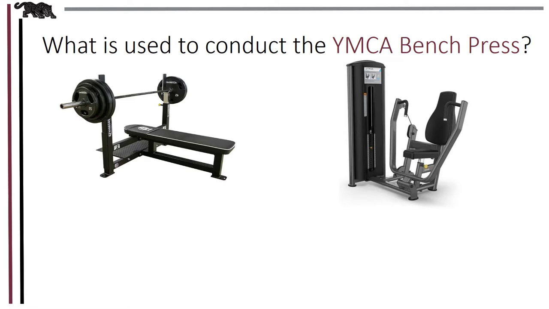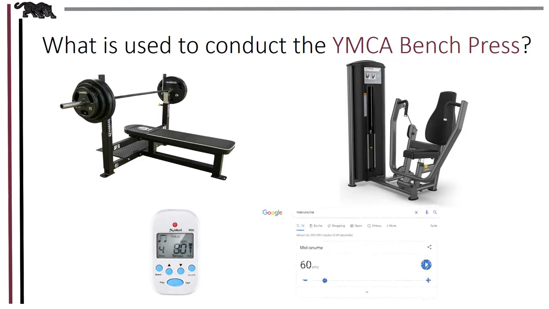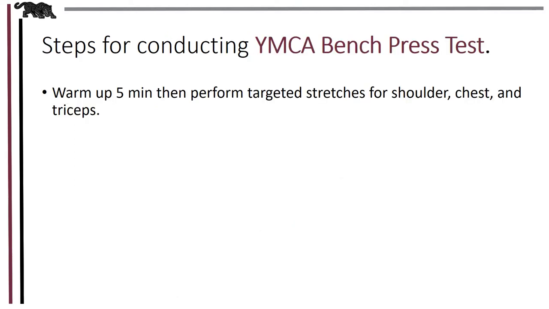To conduct the YMCA bench press test, you also need a metronome. These can be inexpensive digital metronomes. You can download free apps to your phone, or you can just Google metronome and one will be available. Prior to the test, it's best to provide a general warm-up, then some stretching of the targeted muscles. Clients can simply walk on a treadmill at a self-selected pace for 5 minutes, and after which they should perform stretches for the shoulder, chest, and triceps.